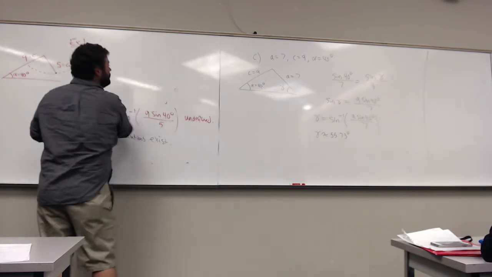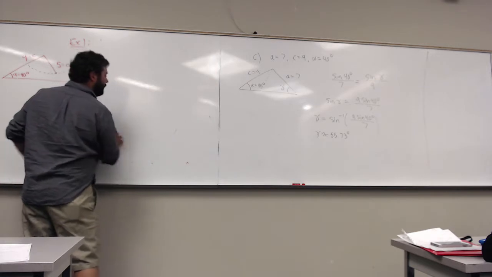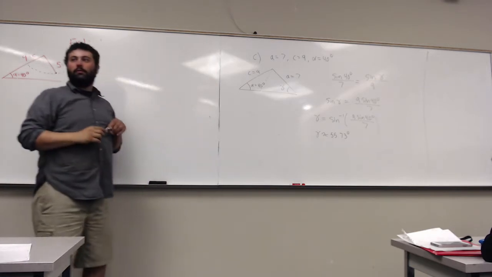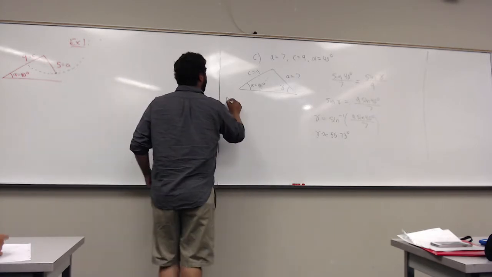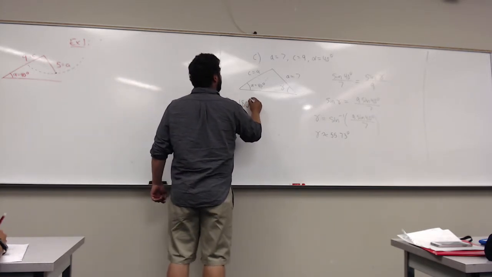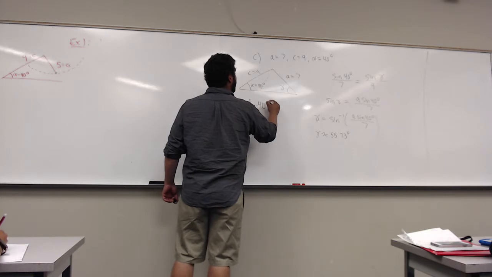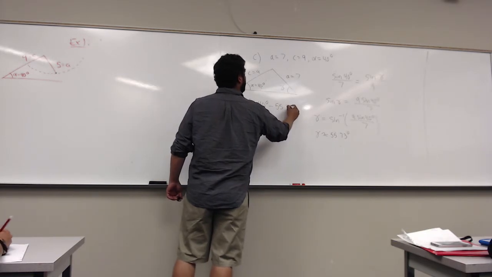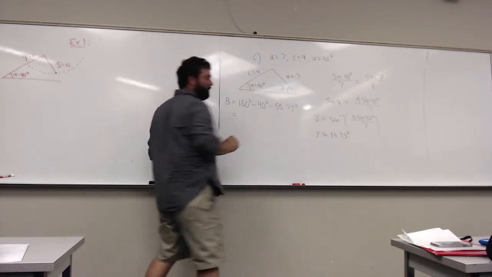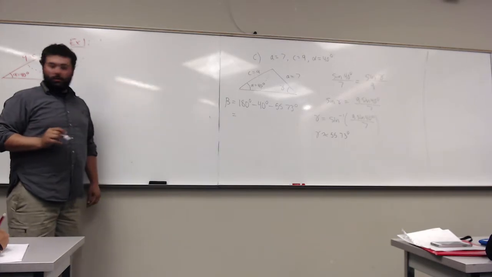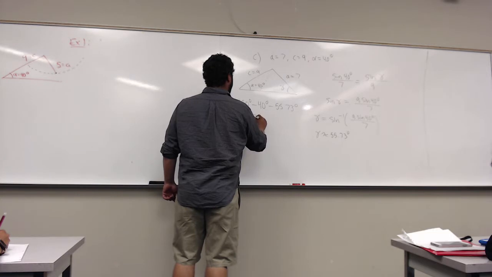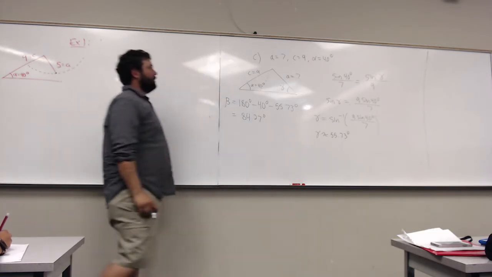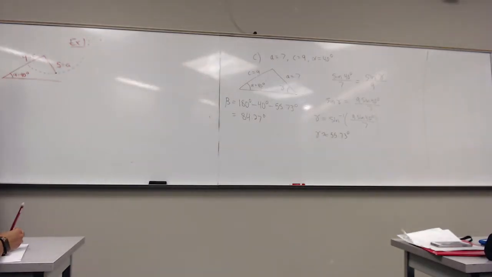So what do I want to do now? What do I solve for next? You're going to find your third angle, beta. So beta is going to be 180 degrees minus the two angles that we know. And what do we get there? What did you get? 84.27. Okay. So now we have all the angles of our first triangle.